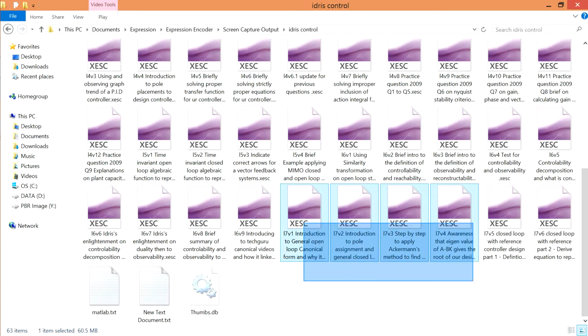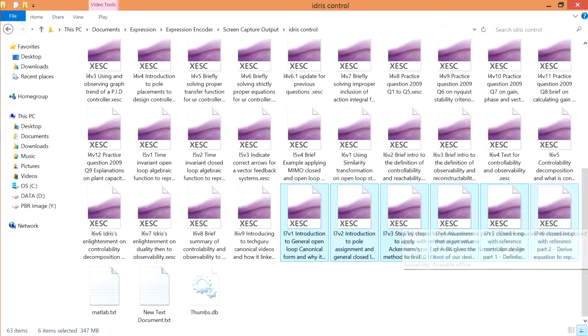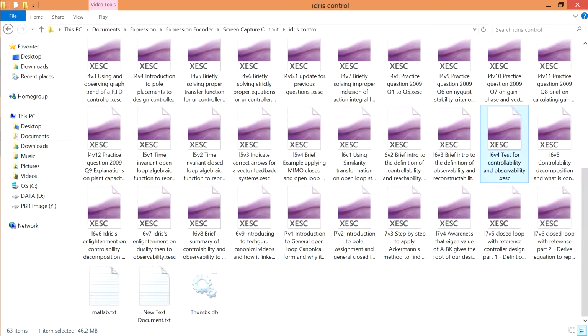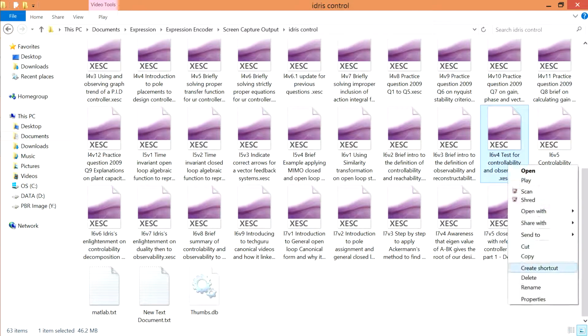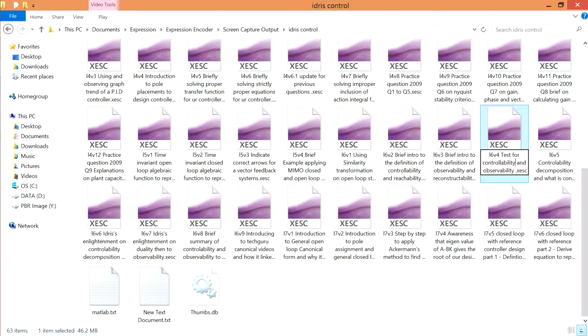So in the previous lesson 7, we went through how to design a controller. And then in L6v4, we went through with you how to test the controller. So after you design, you can test the controller. And you may also remember that we tested for the controllability of the controller. We can also test for the observability of the controller.